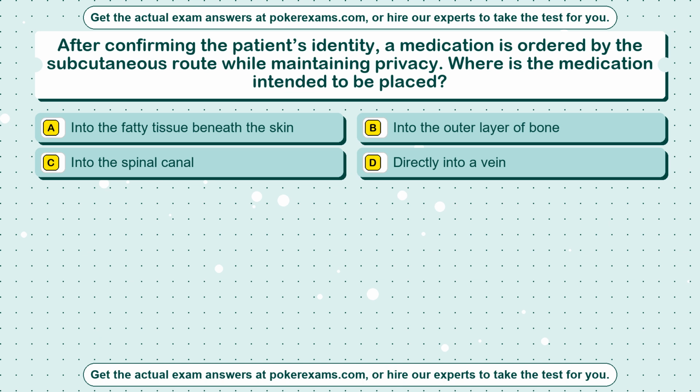Question 36. After confirming the patient's identity, a medication is ordered by the subcutaneous route while maintaining privacy. Where is the medication intended to be placed? Option A, into the fatty tissue beneath the skin. Option B, into the outer layer of bone. Option C, into the spinal canal. Option D, directly into a vein.